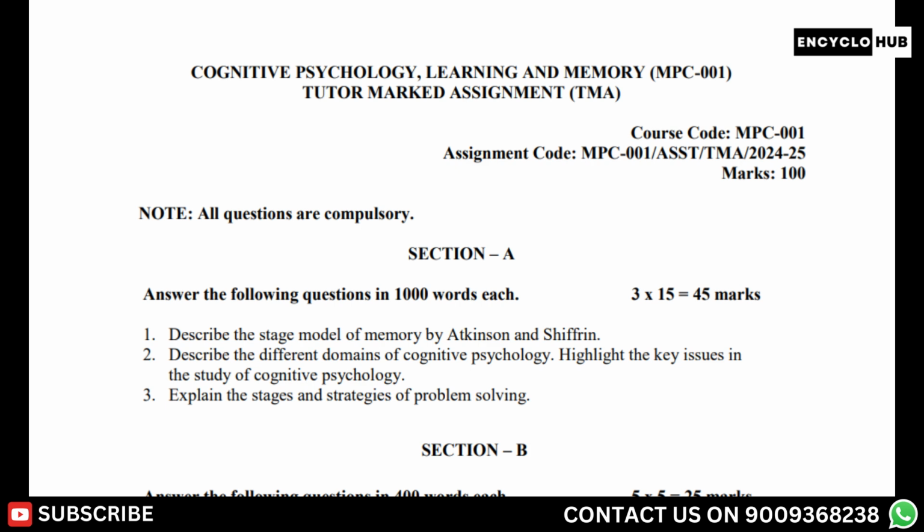Section B. Answer the following questions in 400 words each. 5 times 5 is equal to 25 marks. 4. Describe the connectionist model of memory by Rumelhart and McClelland.